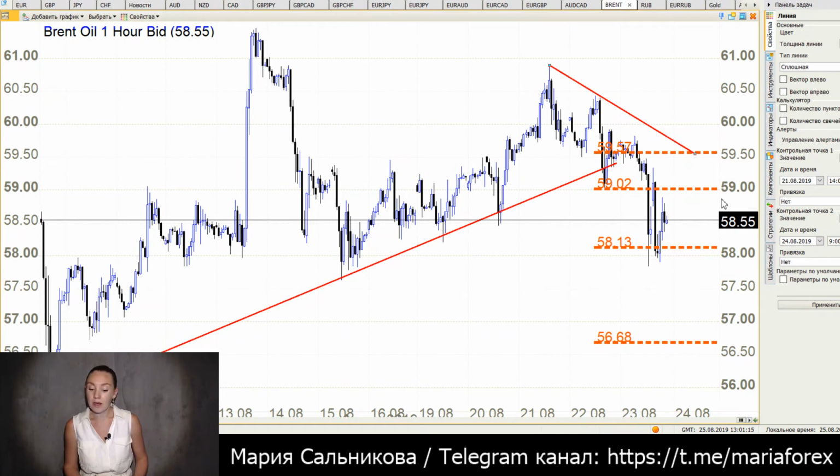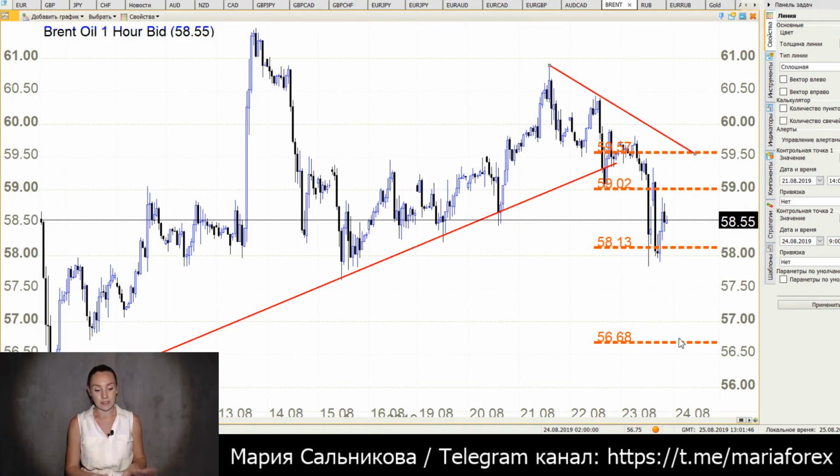The first idea is the price goes up, shows you 1 hour candle with the pressure from the upper side, and on this candle you sell. Second idea, price goes up to 59.50. Here's 1 hour or 4 hour candle with the pressure from the upper side, and on this candle you sell. Third idea, the price goes under 58.15 and you sell with a target of 56.68.